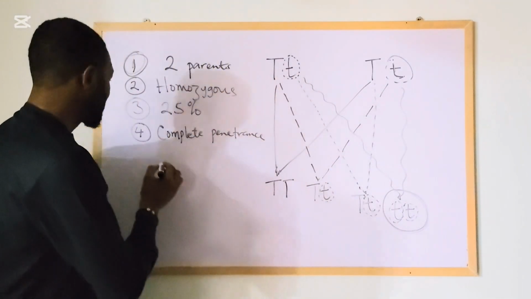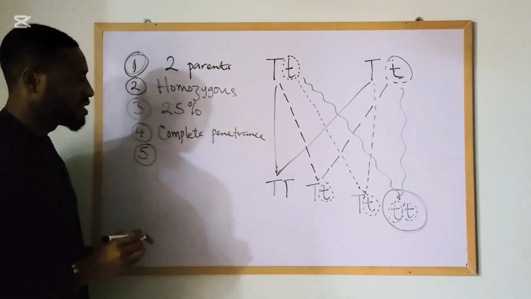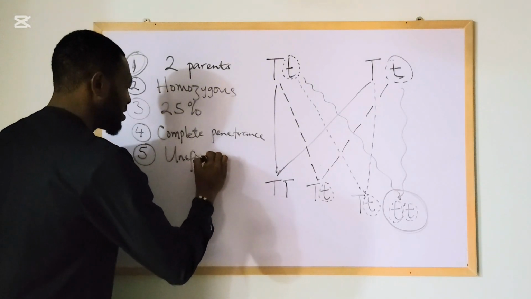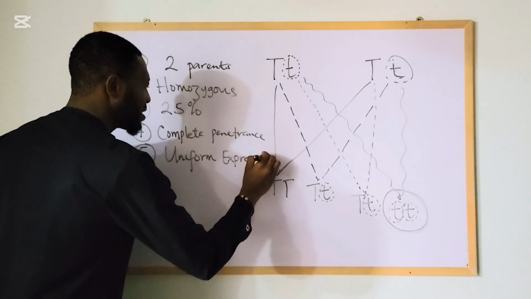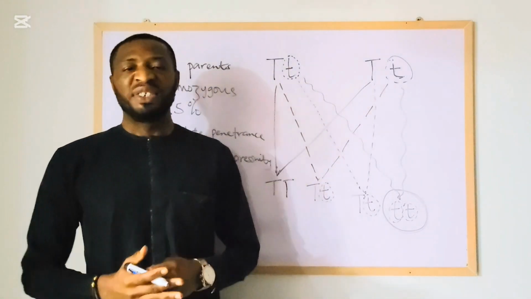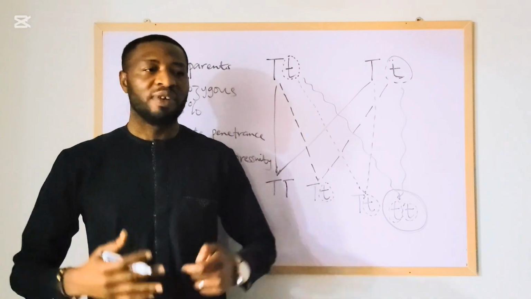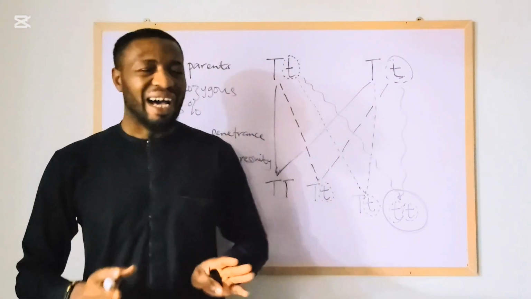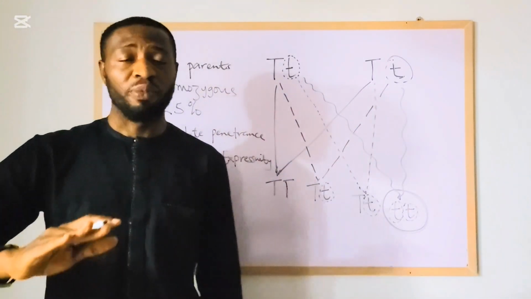Another characteristic of autosomal recessive disorders is that there is uniform expressivity. Okay, so that anyone that has the disease will have similar clinical features. So among the population, people who have a particular autosomal recessive disease will have the same or similar clinical features. That is what is called uniform expressivity.